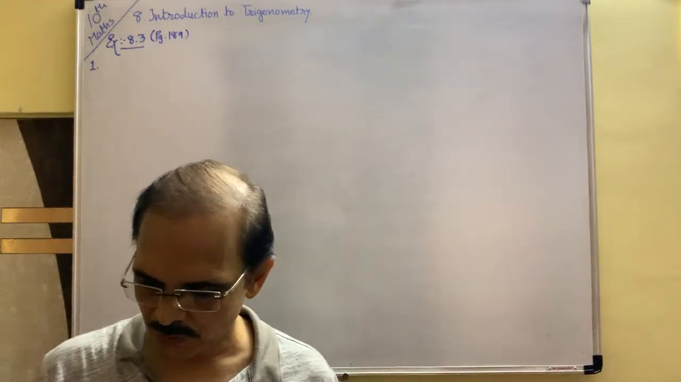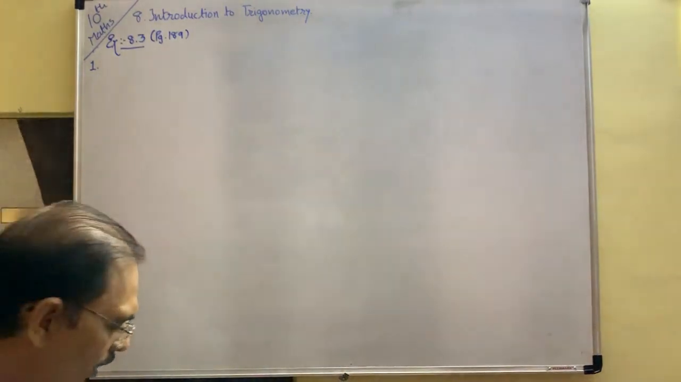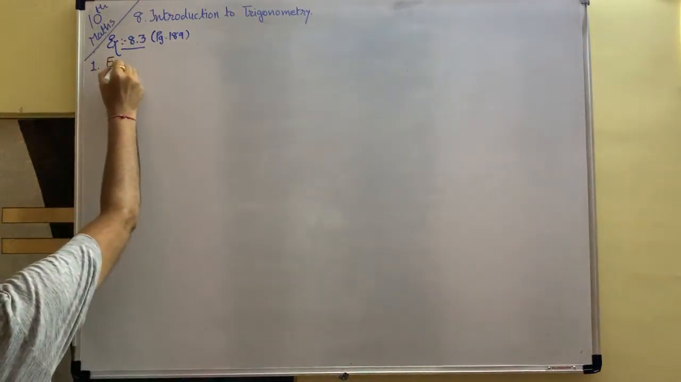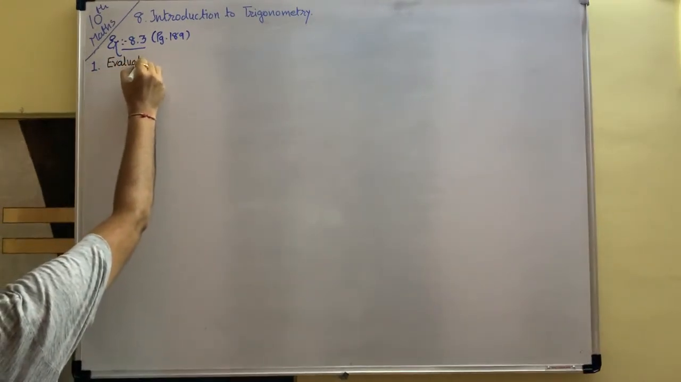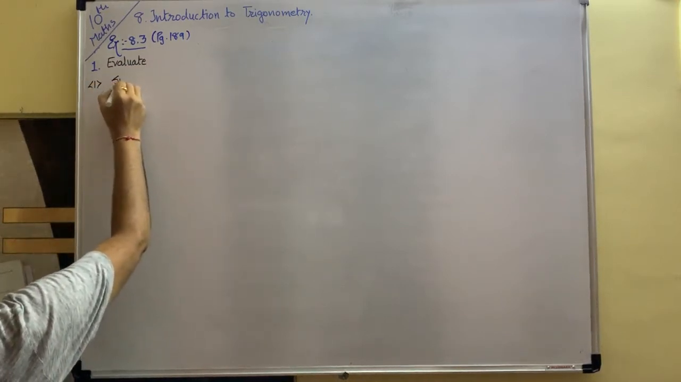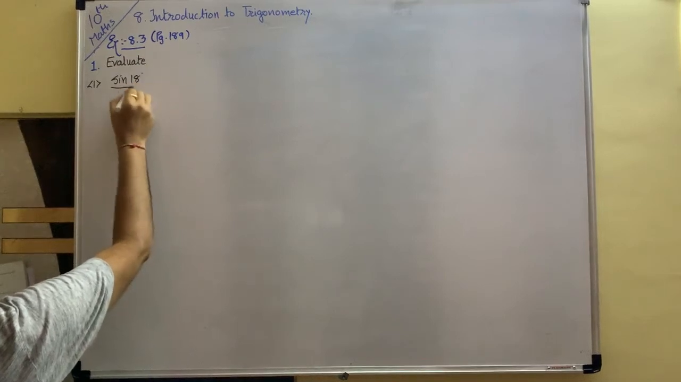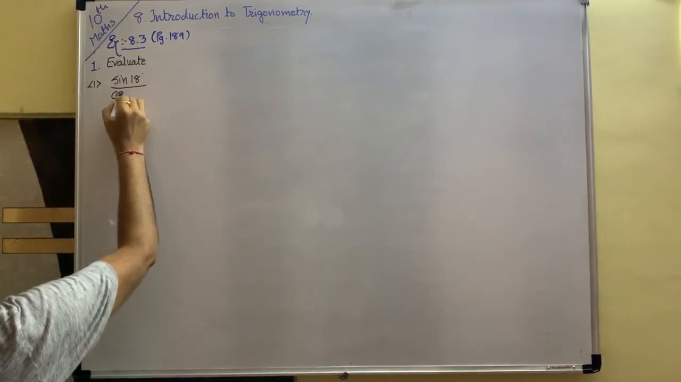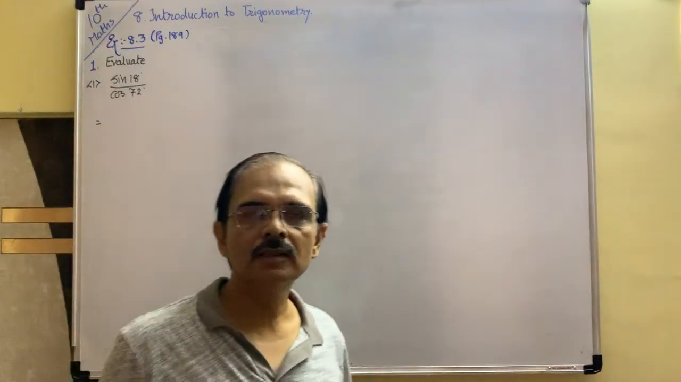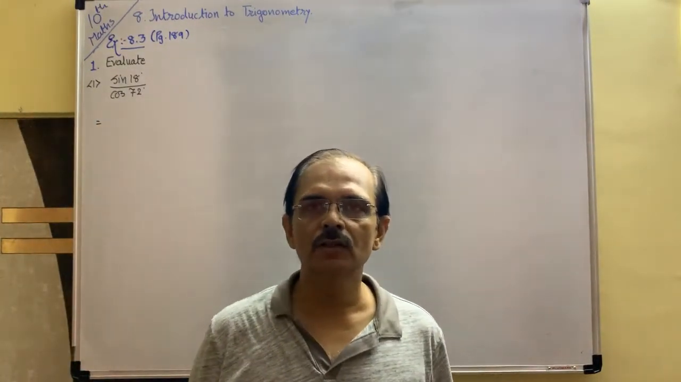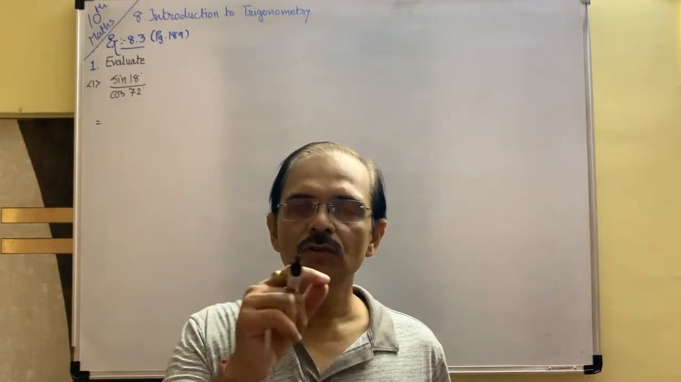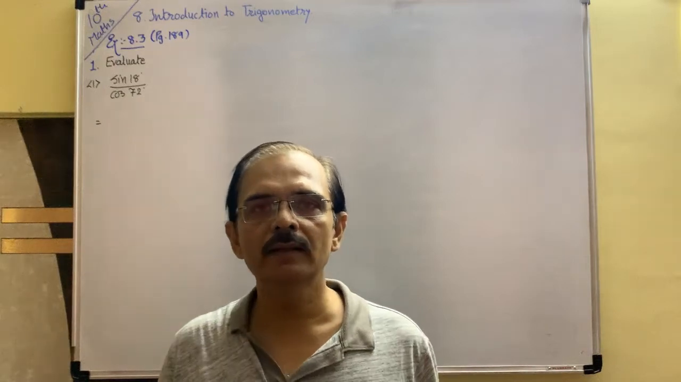The first question: evaluate. The first one is sin 18 degrees upon cos 72 degrees. See, the values of 18 degrees and 72 degrees are not in your textbook, which is not in your course. But you have to remember the pairs of complementary angles.